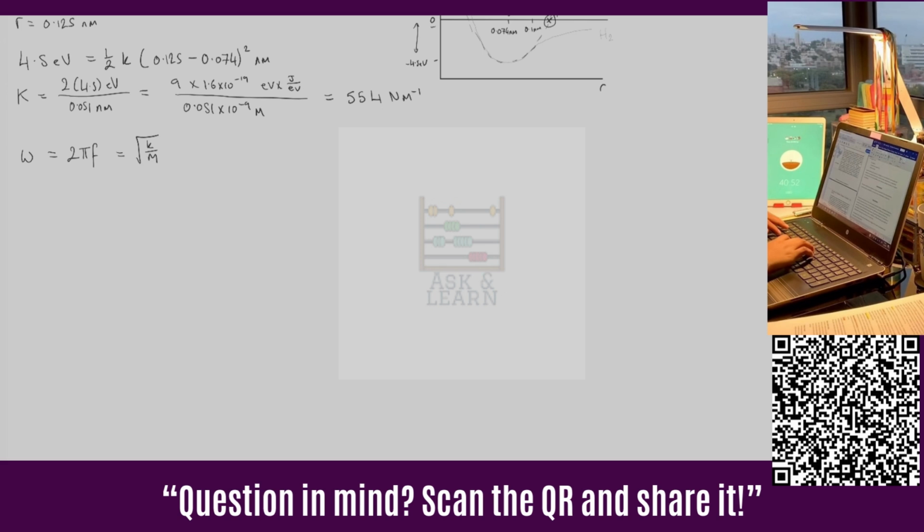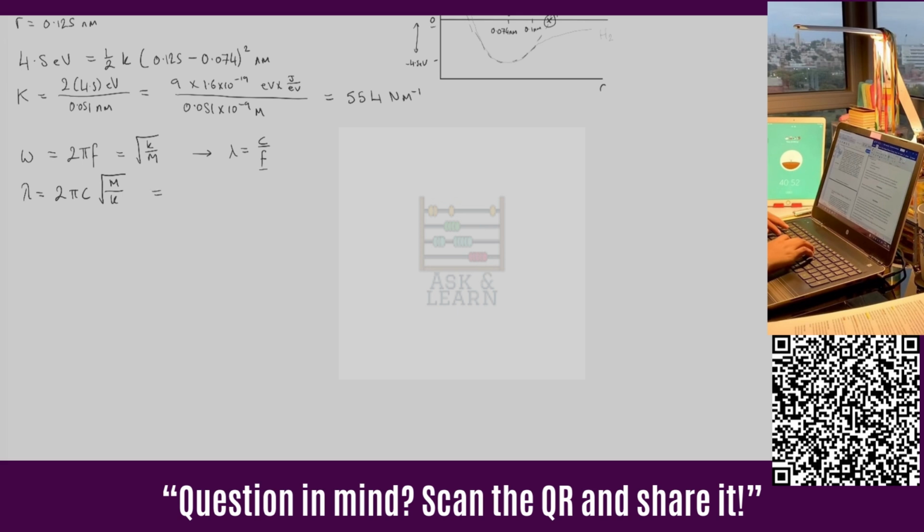And then we also know that for any wave, lambda equals c over f. And we can substitute this in so that we get lambda is equal to 2 pi c root m over k, where we've taken the frequency here, rearranged for lambda, subbed it into the angular frequency, and then rearranged to get the wavelength on its own.